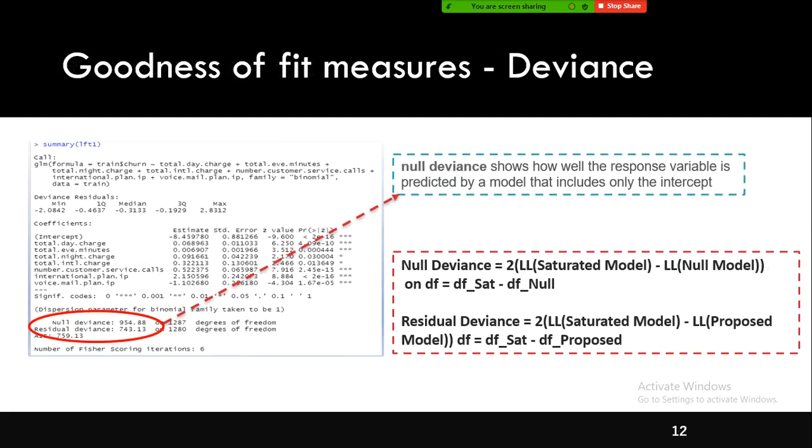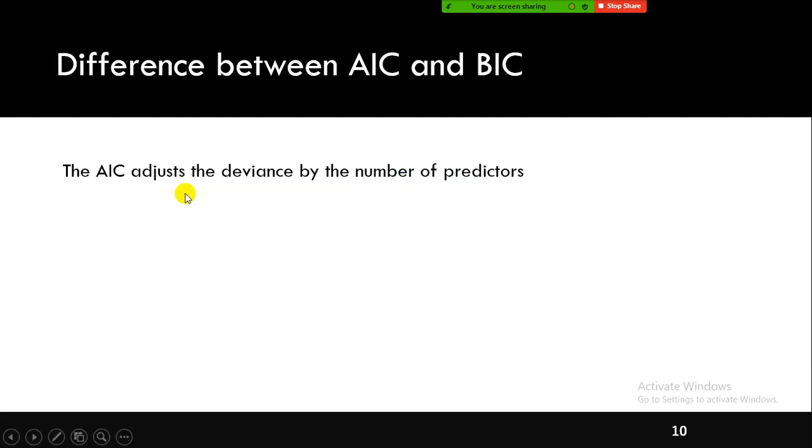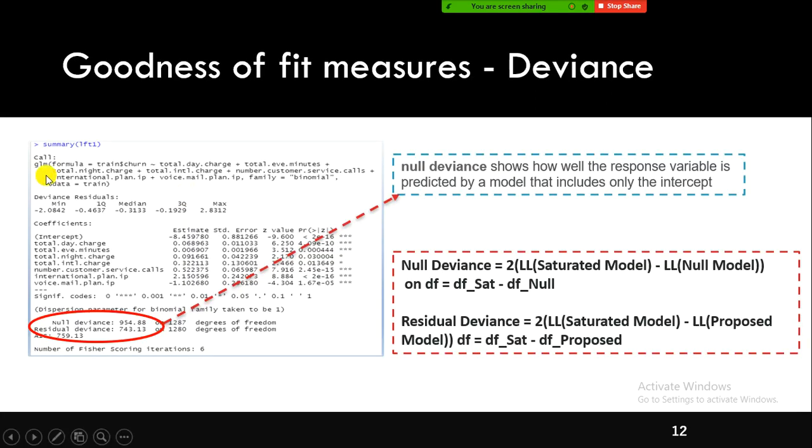Next we will look at something else called deviance. This is the one which I copy pasted from the previous slide. This is the logistic regression model's summary output. At the bottom of this summary output, you can see something called null deviance and residual deviance. I printed the summary for this model in R, took the screenshot, and copy pasted it here.